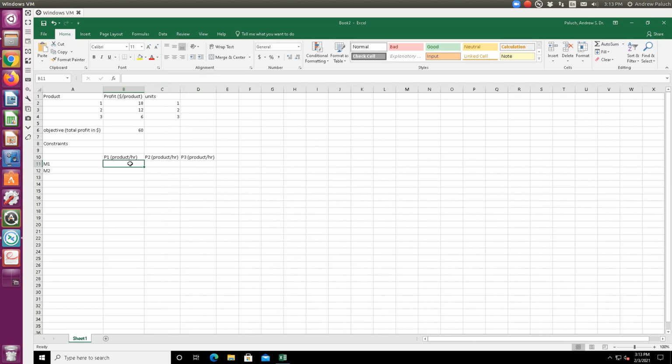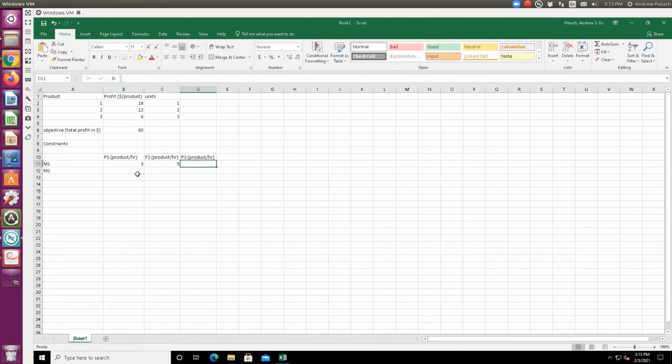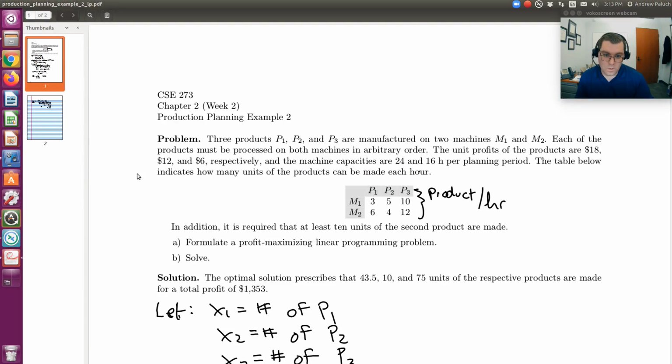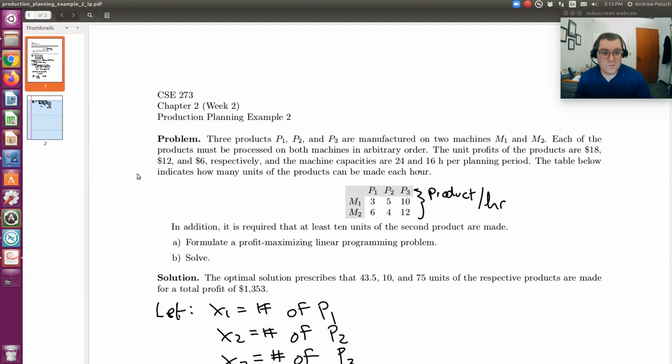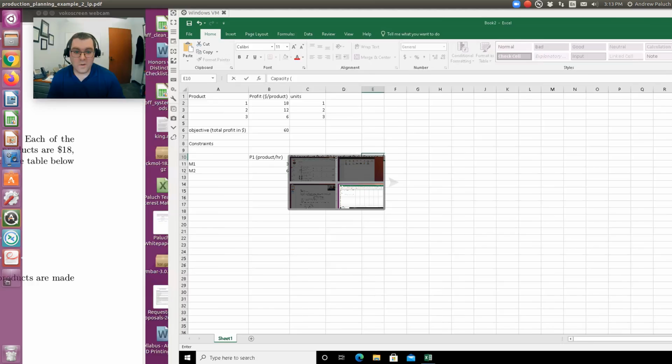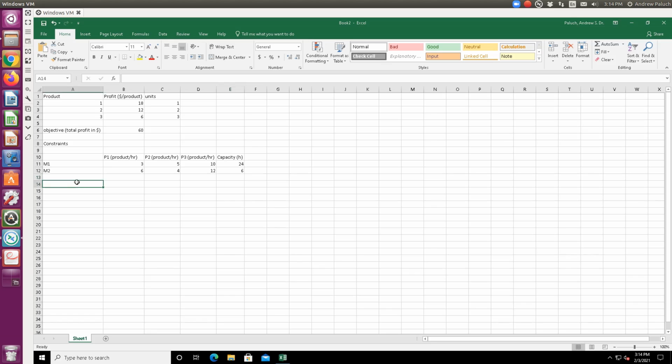Okay. So 3, 5, 10. 6, 4, 12. Okay. And then I also want to get the total capacity of our machines, which are 24 and 16. Oh, that's in hours. 24 and 16. Cool. So then think about, call it constraint M1.